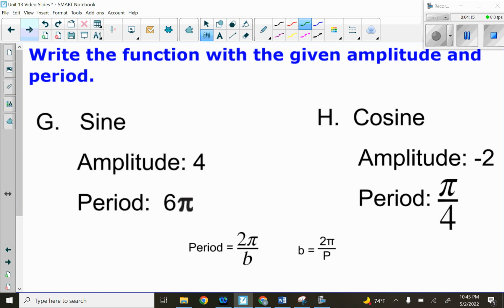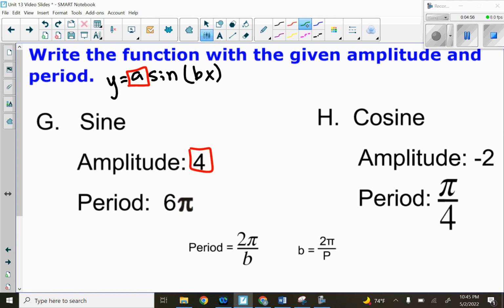Right, now we're going the opposite direction and we want to write a function with the given amplitude and period. So remember, for a sine function, y equals amplitude sine of bx. For now, I'm just going to leave it as bx because that's all we're using. So we know our amplitude, or a, is 4. So that's what we'll plug in there.